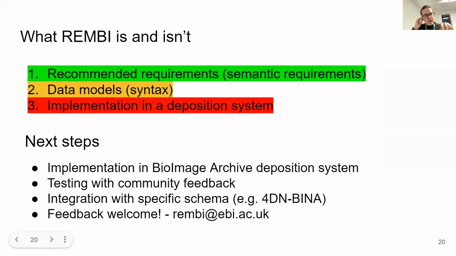So it's important to recognize what REMBI is and isn't. What it provides is a very high level way to categorize different types of metadata and say roughly, for a bioimaging experiment, what should be described, which is the top, the green part. It gives some examples of what the data models for each of those components might be, but it's not very strongly prescriptive. And what it doesn't provide is a ready-to-go implementation. So there's no code associated with the paper.